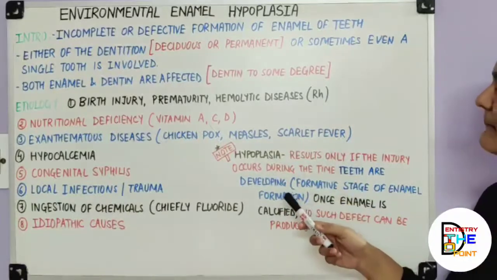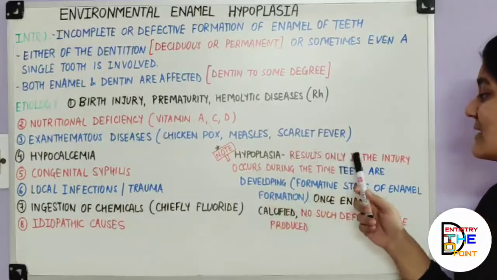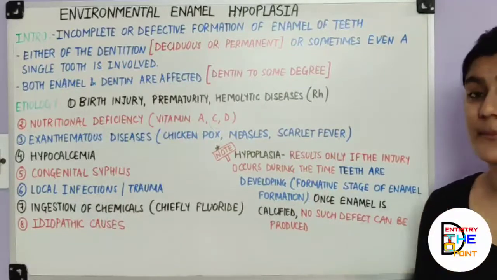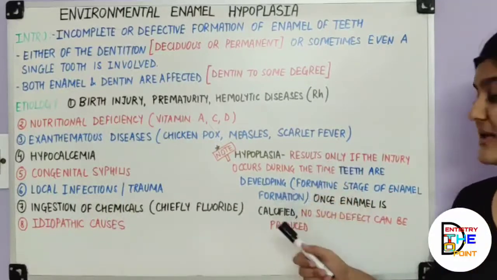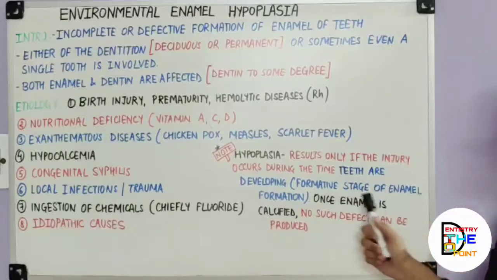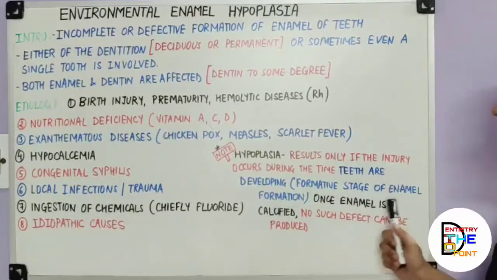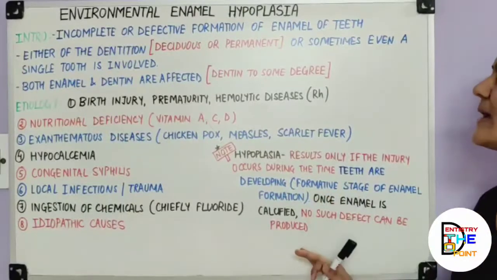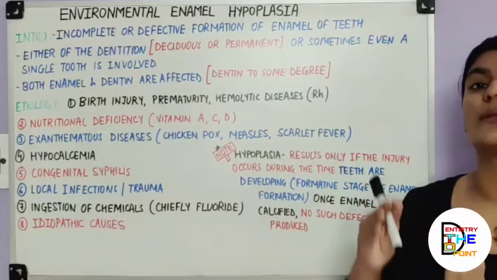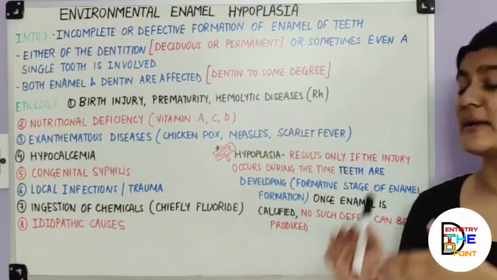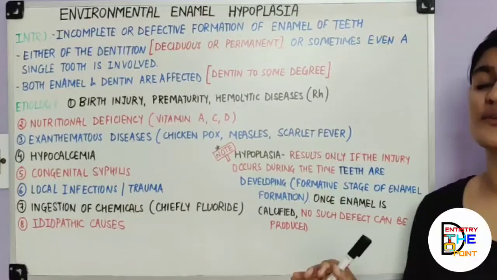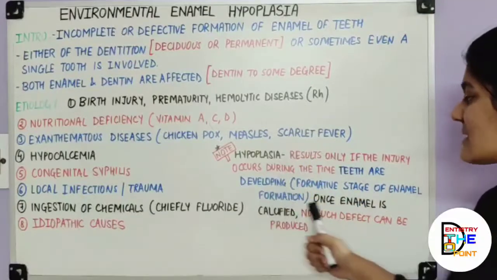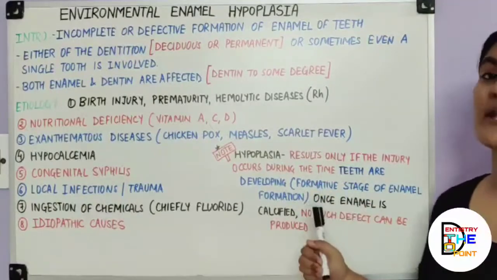Also, a point to be remembered is that hypoplasia results only if the injury occurs during the time the teeth are developing, that is the enamel is developing majorly, that is the formative stage of enamel formation. Once the enamel is calcified, no such defect can be produced. So this is very clear that when the enamel is mineralized or calcified, after that no enamel hypoplasia can occur. It only occurs in the formative stages of enamel formation.